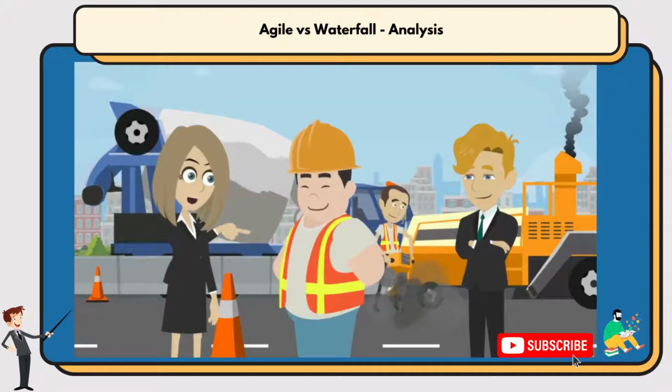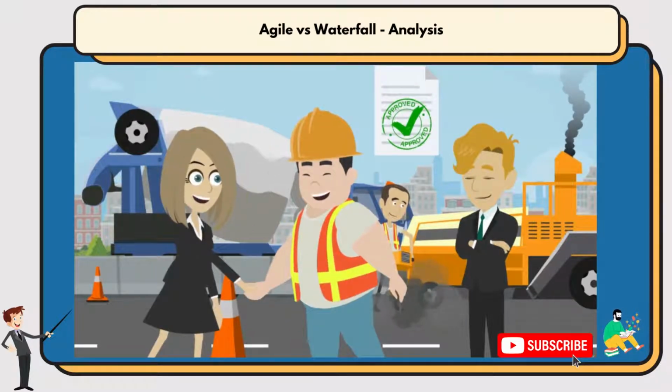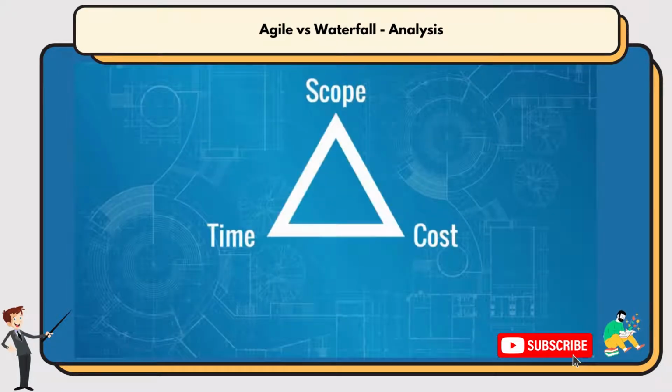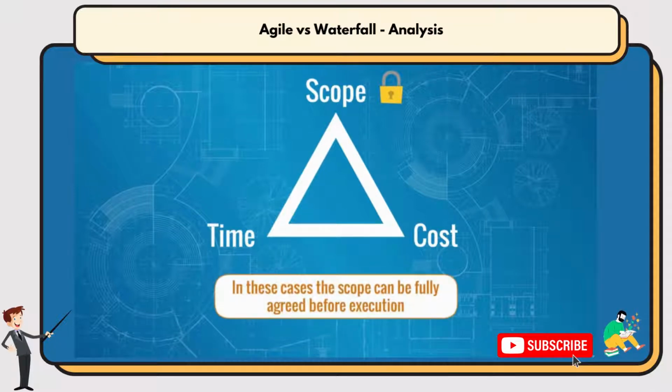In the cases when the sponsor, client, and other relevant stakeholders can define the detailed requirements at the beginning, Waterfall methodologies would provide a more efficient framework. It will lock the scope and optimize the time and resources needed to realize the defined scope. The project management triple constraint laws. In these cases, the scope can be fully agreed before execution, identifying in advance all dependencies between the project activities.